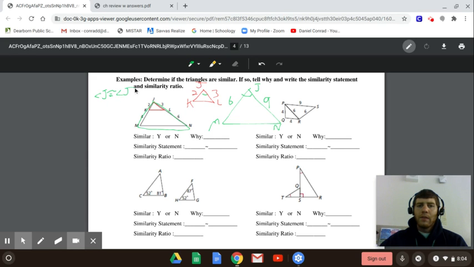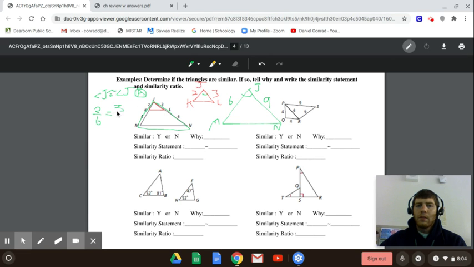Okay, that's one pair of angles congruent, right? Put a little A next to it for angle. And then we can set up our ratios. So 2 in the red triangle here is going to correspond with 6 in the green. So 2 over 6. And then 3 in the red is going to correspond with 9 in the green.